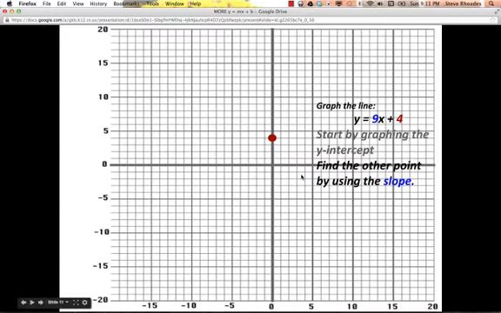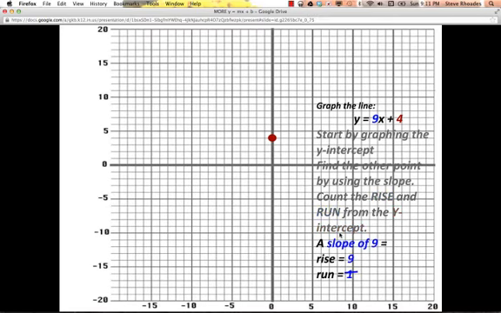And we're going to use the slope that's given in this equation, in this case 9, to find the other point. Now remember that slope is rise over run. And so what we're going to do is we're going to take the rise and the run from the y-intercept in order to find another point that's on this line. Well, the slope in this case is 9. We get that from the equation.